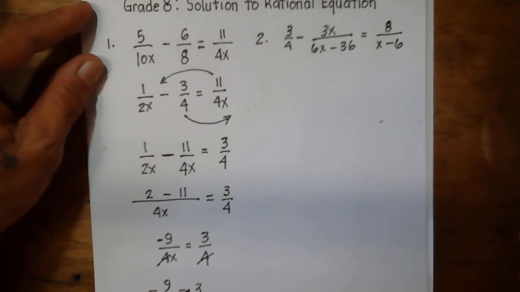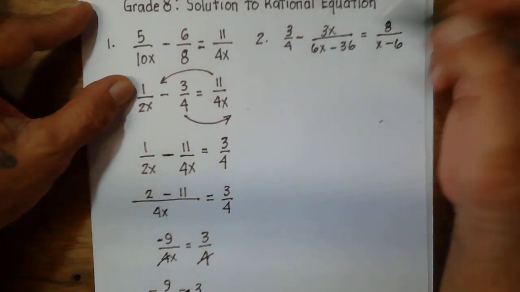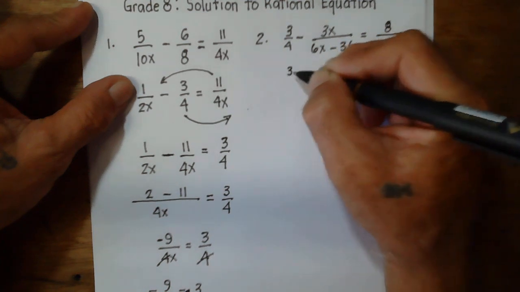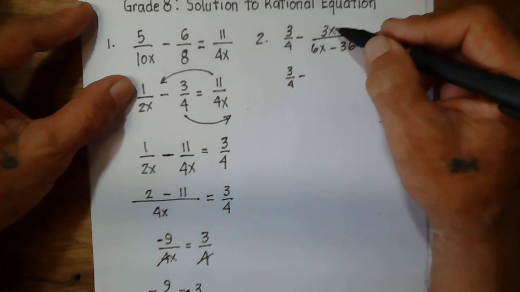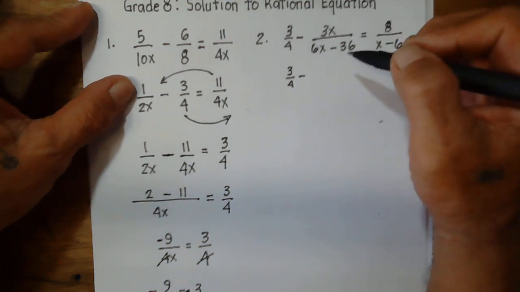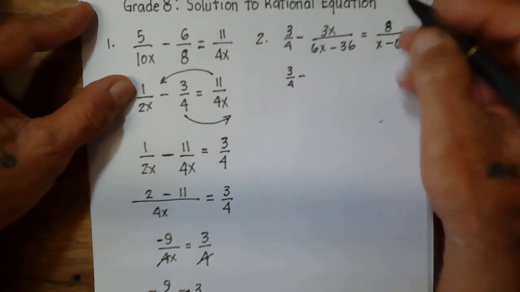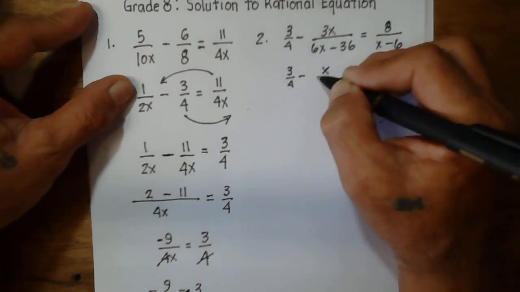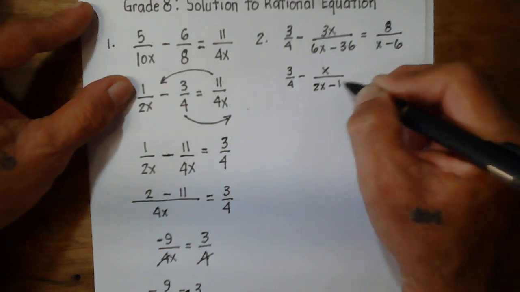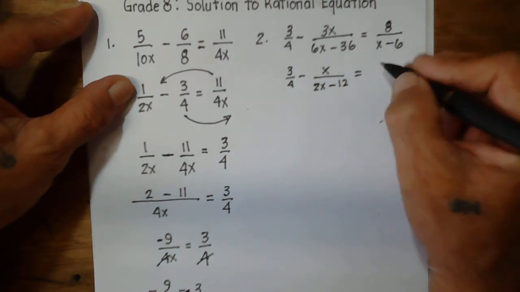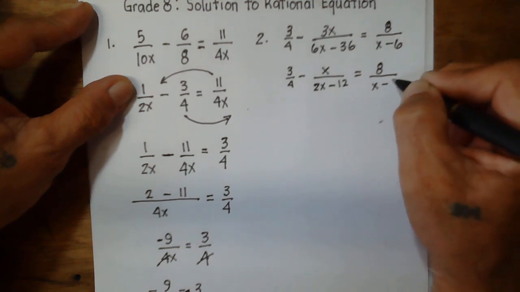Now, just like we did in example number 1, we need to simplify terms. So 3/4 can no longer be simplified, but the 3x term can still be simplified. So if we divide the numerator and the denominator by 3, we get x over 2x minus 12 is equal to 8 over x minus 6.